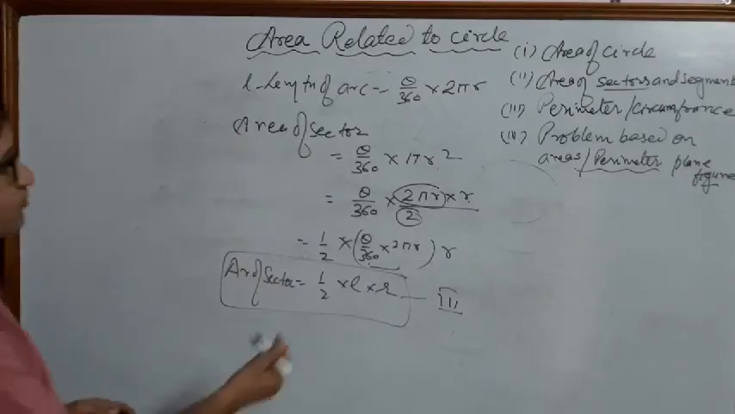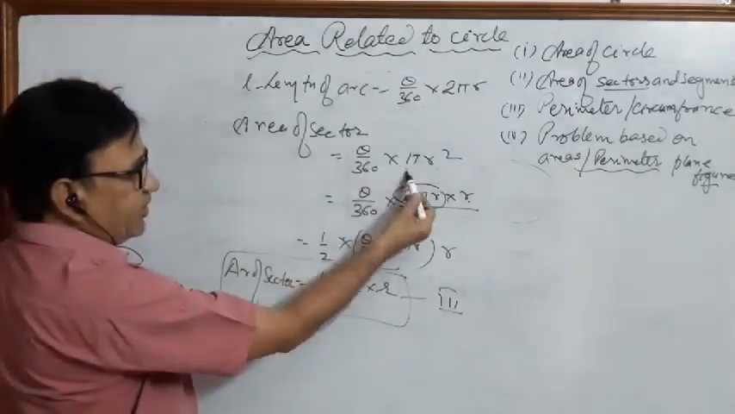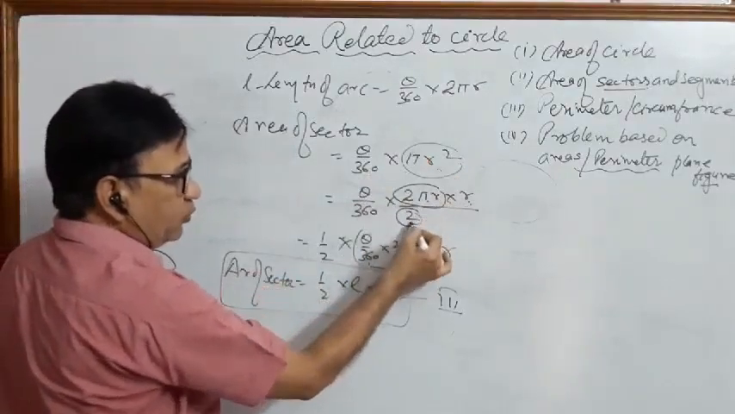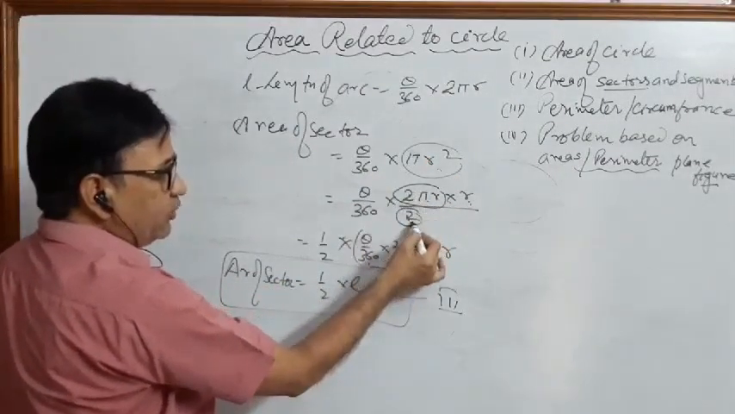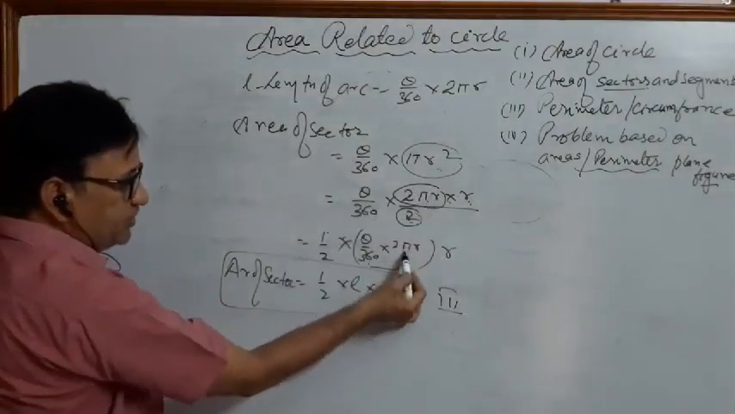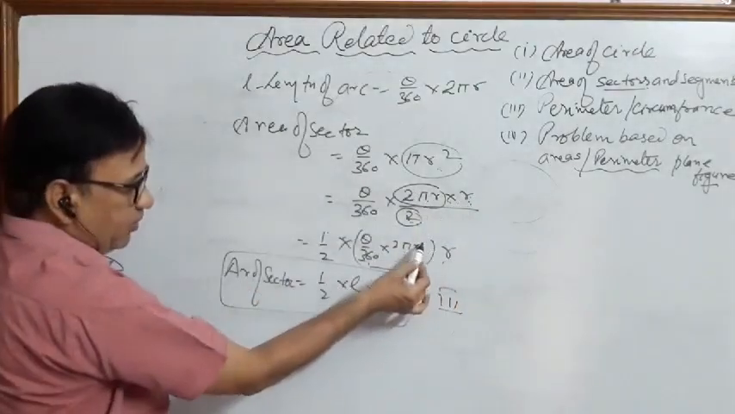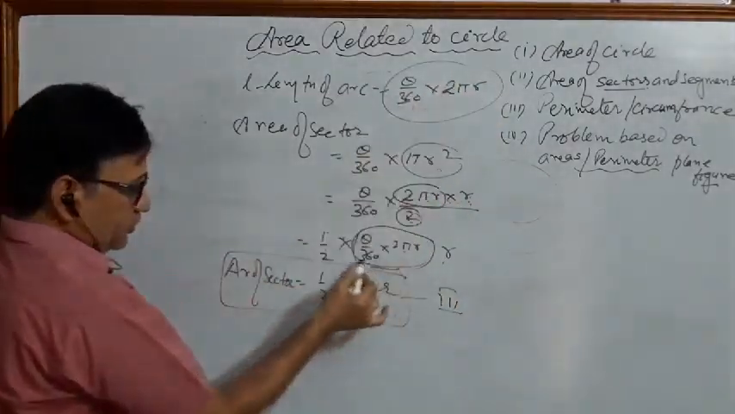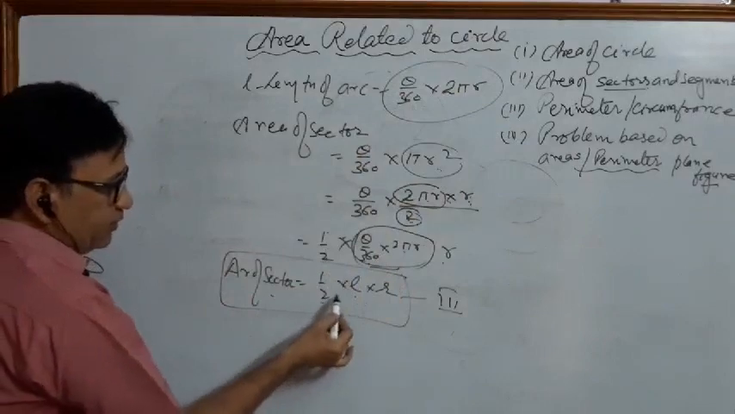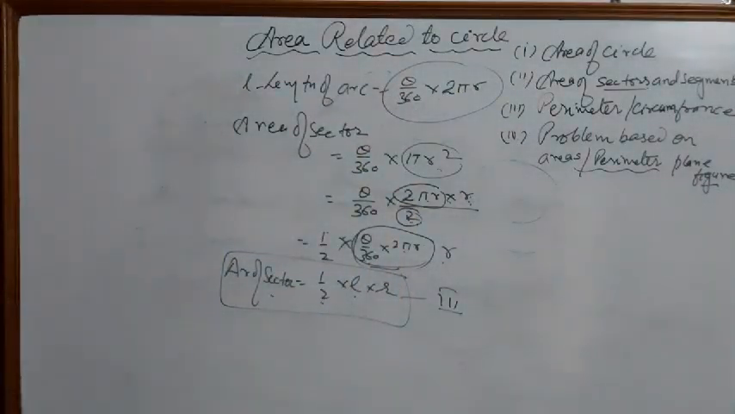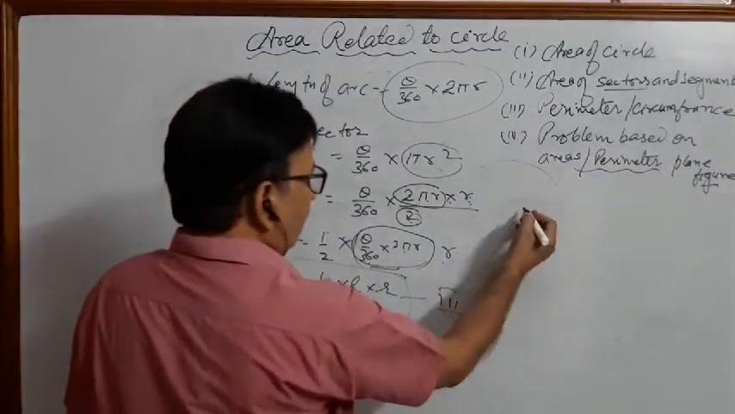See once again, theta upon 360 pi r square. Pi r square I have written as 2 pi r into r upon 2, dividing and multiplying by 2. Then this 2 I have taken here, 1 by 2 theta upon 360, and 2 pi r as it is, and this r remains here. Because this becomes complete, your formula L, this is L. So area of sector is 1 by 2 of L r. Clear?